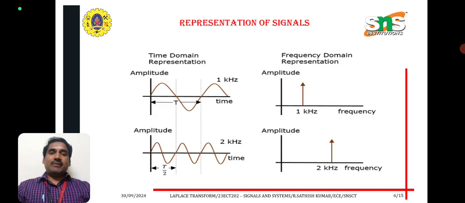This is the time representation of signals. From time domain representation to frequency domain representation, the whole sine waveform can be represented by period T, in terms of 1 kHz. In frequency domain representation, 1 kHz. The full cycle can be split by 2. It can be represented as T by 2, T by 2. Now in terms of frequency domain representation, in terms of 2 kHz.